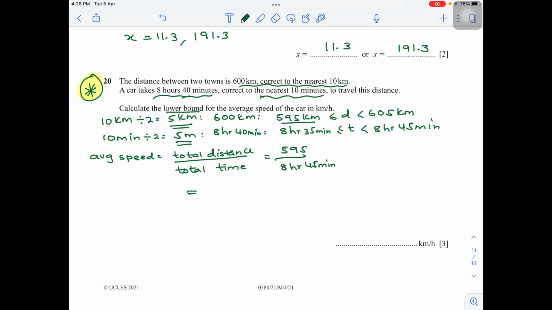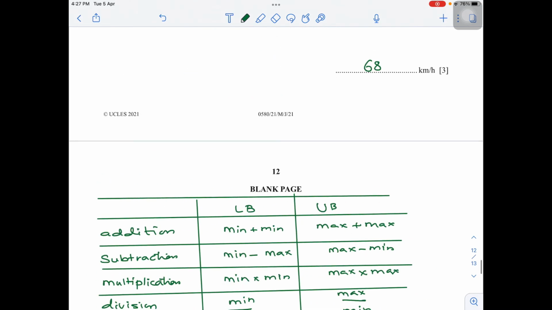Now use the calculator. 595 divide by, we will use the time button, 8 button and 45 button, equals 68. So now press ABC, you get 68, right? Even if you press ABC, nothing is happening. It's just 6800 over 100, which means 68 only. The answer is 68 kilometers per hour.